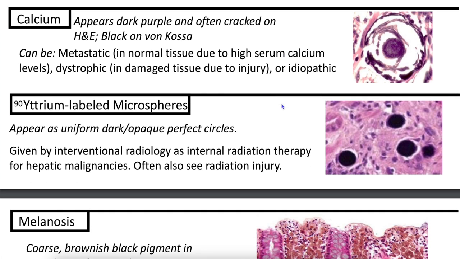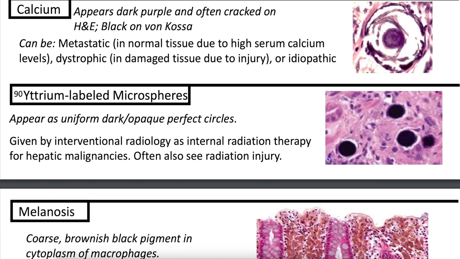Yttrium-labeled microspheres, your UFOs of the GI tract. Uniform, dark, opaque, perfect circles, given by IR as internal radiation therapy.